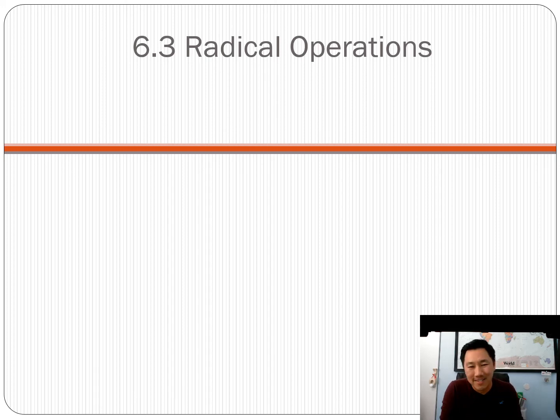SpongeBob SquarePants. 6.3 Radical Operations. That sounds kind of cool, radical operations. But radical just refers to the radical symbol, and then operations is just add, subtract, multiply, and divide. Let's see what we can do.